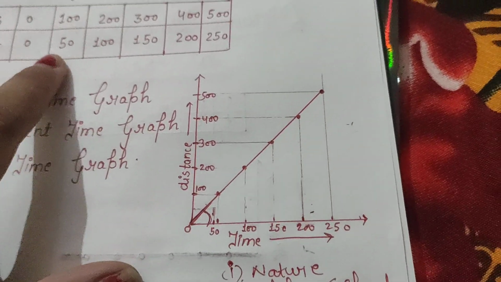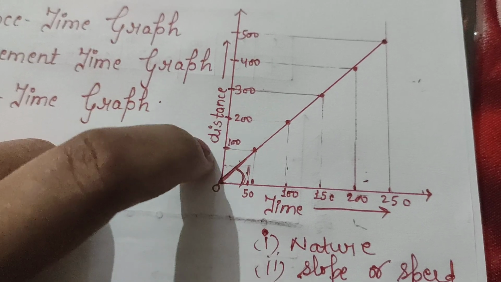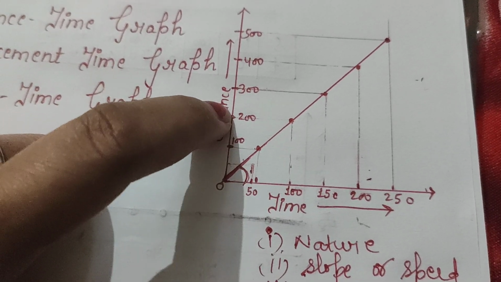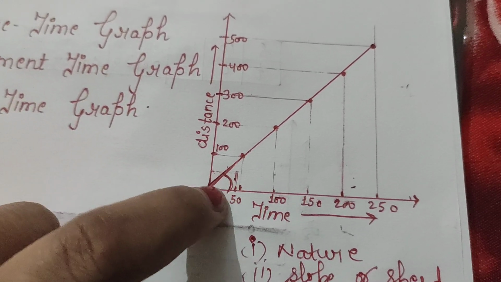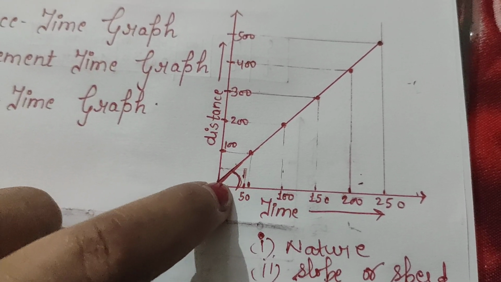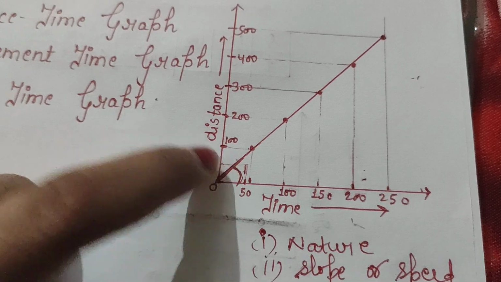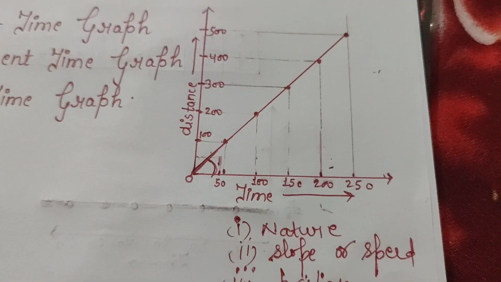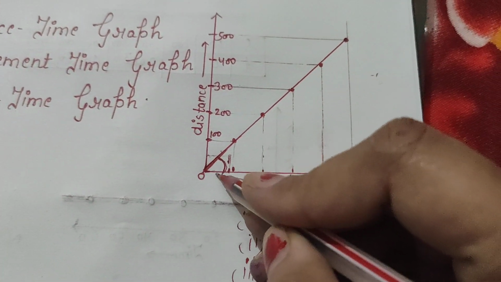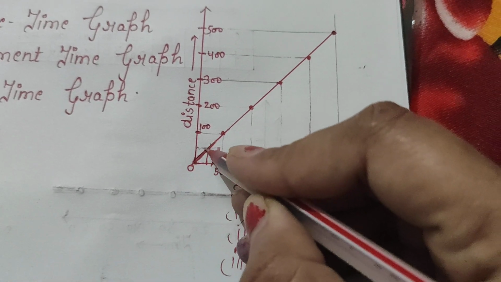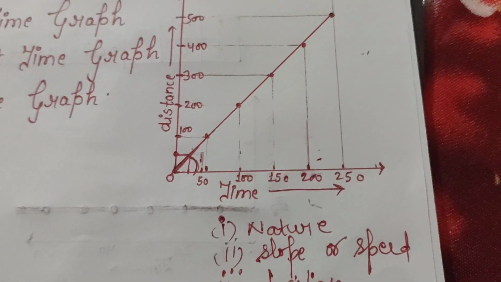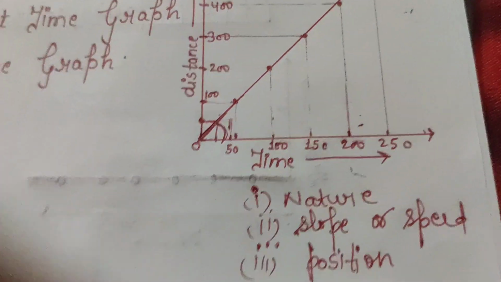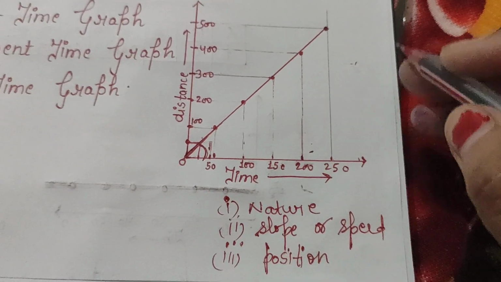When you draw this graph on a graph paper, in between 100 to 200 there will be 10 columns, and in between 0 to 50 there will be 10 columns. So if I ask you at the 25th second what will be the position of the particular object, you can tell me that at the 25th second the position of the object will be 50 meters from the beginning. Similarly, you can find out the instantaneous position of any object.